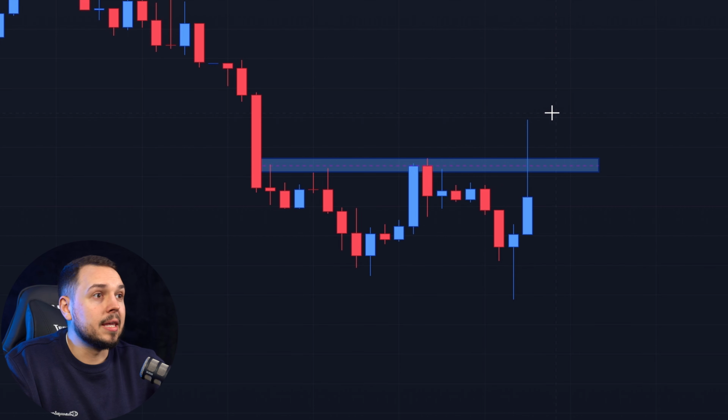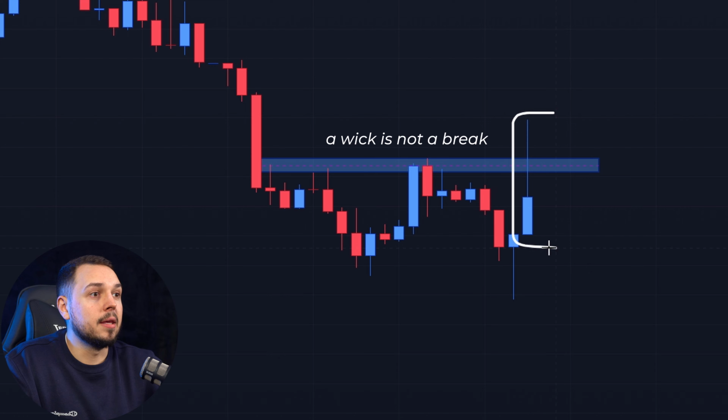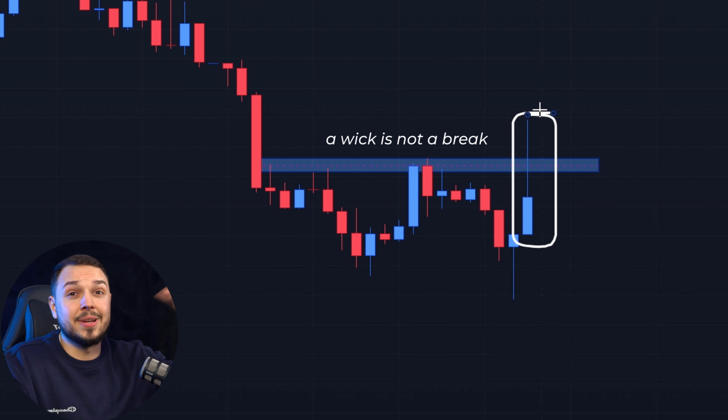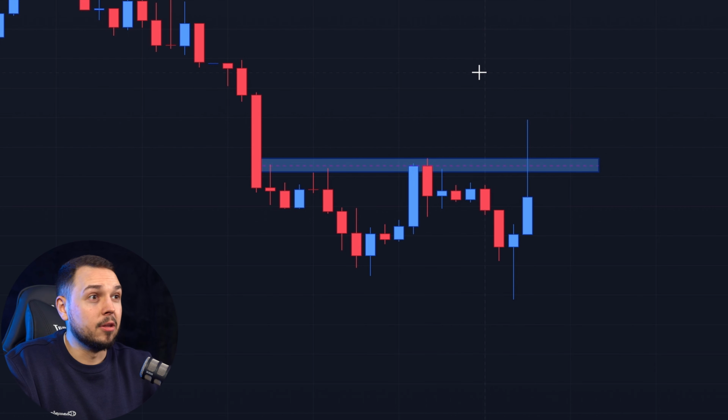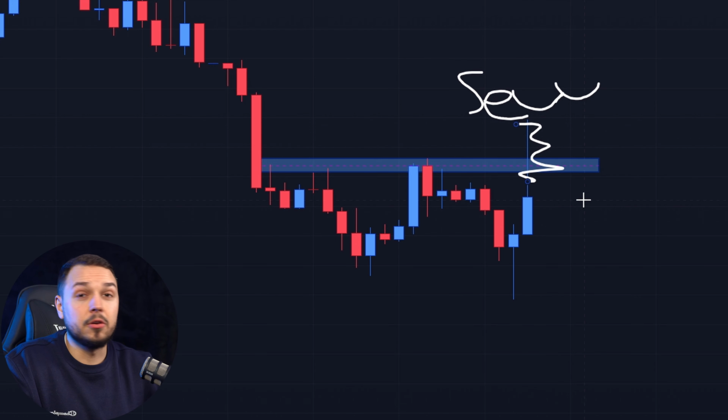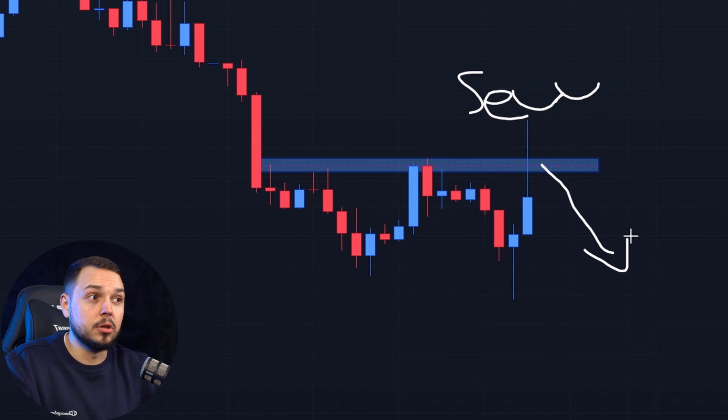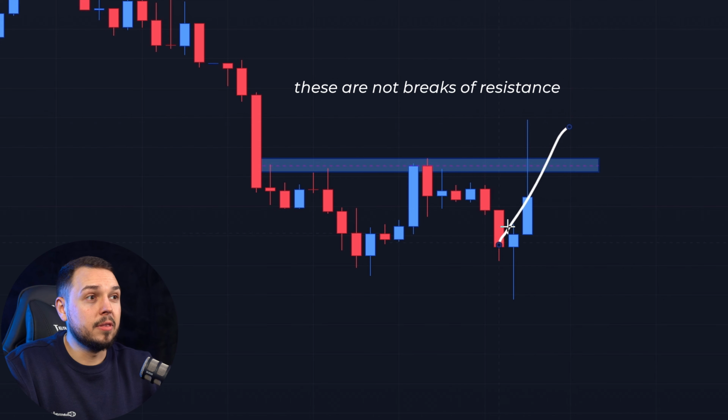Even when you see candlestick wicks like this that are broken through the resistance line, it does not mean that this is a break. Actually, it means the opposite. There's a lot of selling pressure over here. This tells you that there's so much selling pressure that likely the market will continue pushing towards the downside. So this is not a solid break. This is also not a solid break of resistance.